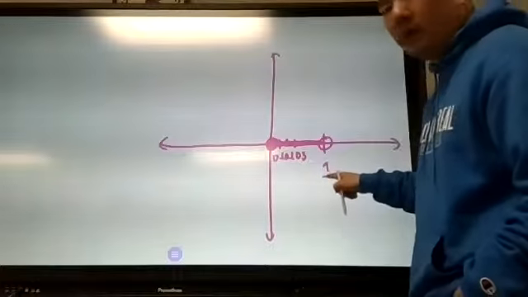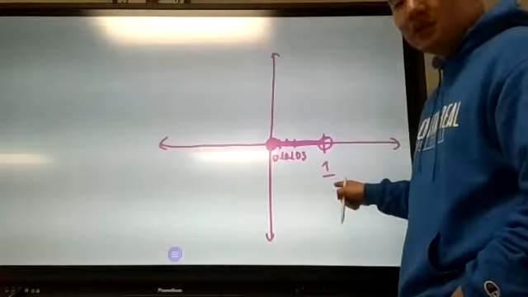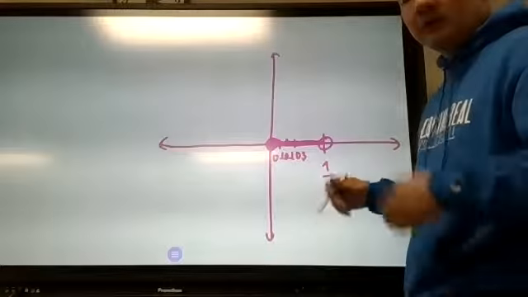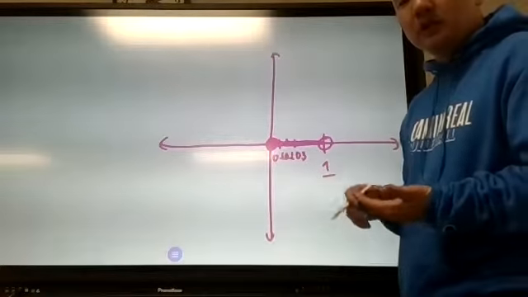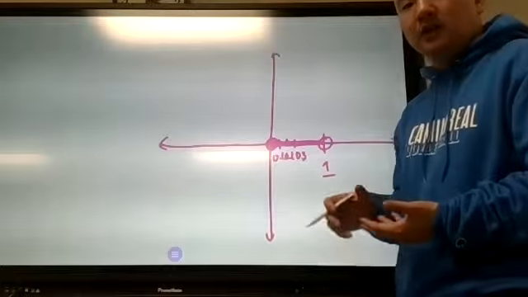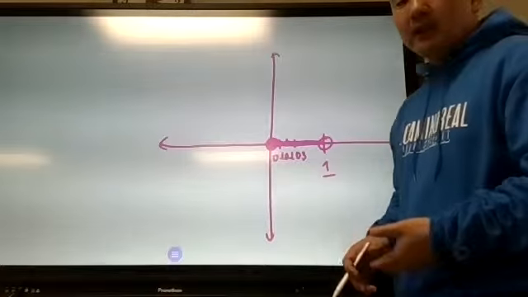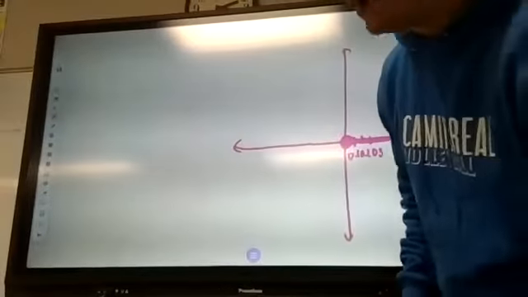Because once it hits 1, what's the next greatest integer? It's 1. Okay, remember integers. Integers are whole numbers. And they include negative numbers and positive numbers. So -1, -2, -3, so on and so forth.